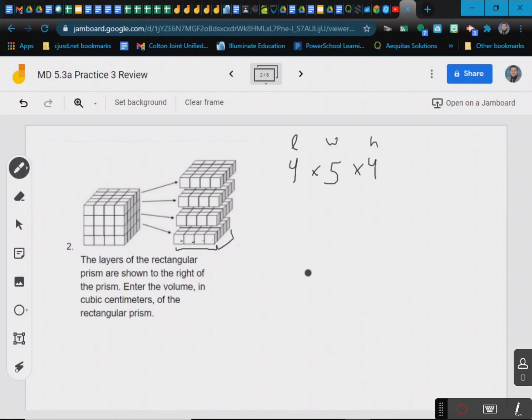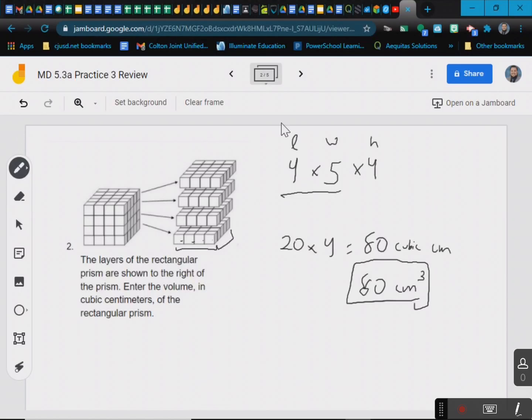So I'll just do this first. 4 times 5 is 20. And now I just do 20 times 4, which is 80. It's going to be 80 cubic centimeters. You could also do it like this, 80 centimeters cubed. Okay, that's your final answer. And that is a terrible 8. See if I can make that a little less sloppy there. There we go. I like to look at it as an equation because that's what volume is. It's an equation, so it's good to just kind of see it that way. But all you're doing is multiplying, you guys.